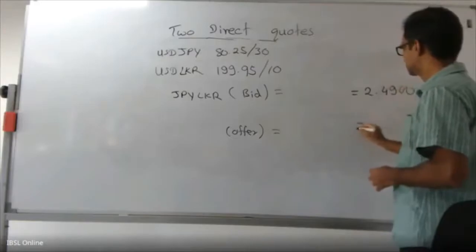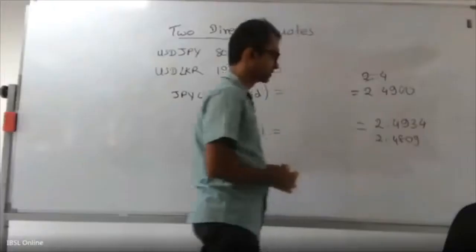So bid is 2.4900. Offer is 2.4934. What about the other? Hello, sir. Offer should be 2.4809. Offer is 2.4809. Bid is correct.